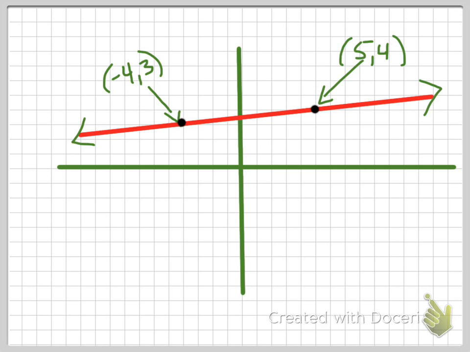Okay, I am back, and it is all figured out. For those of you that were out there going, what the heck are you doing? I figured it out. Okay, here is the graph of -4, 3.